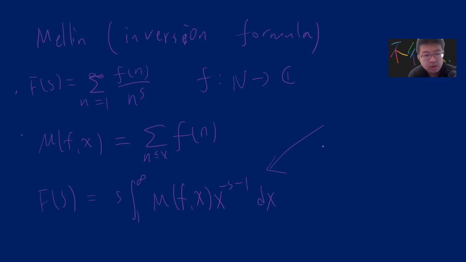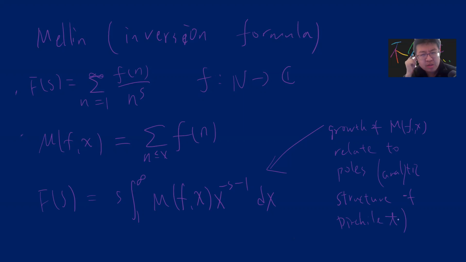Simply speaking, the growth of M of f of x is related to the poles, or basically the analytic structure, of the Dirichlet series. This is why, for example, the zeta function is interesting, because the zeros and the pole of the zeta function will basically give you the growth of the primes.